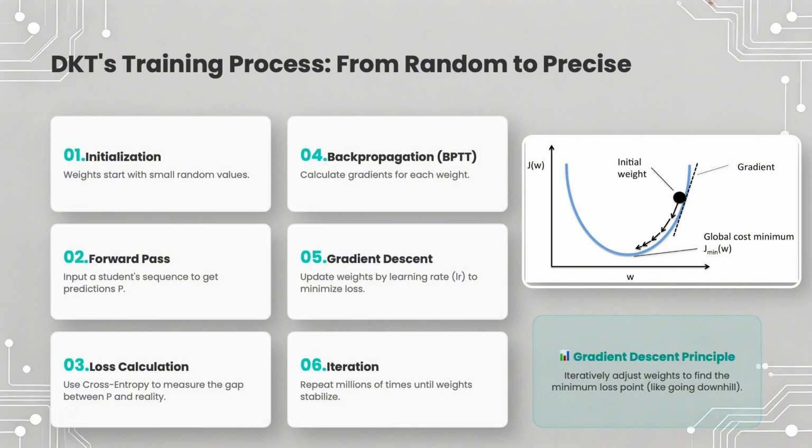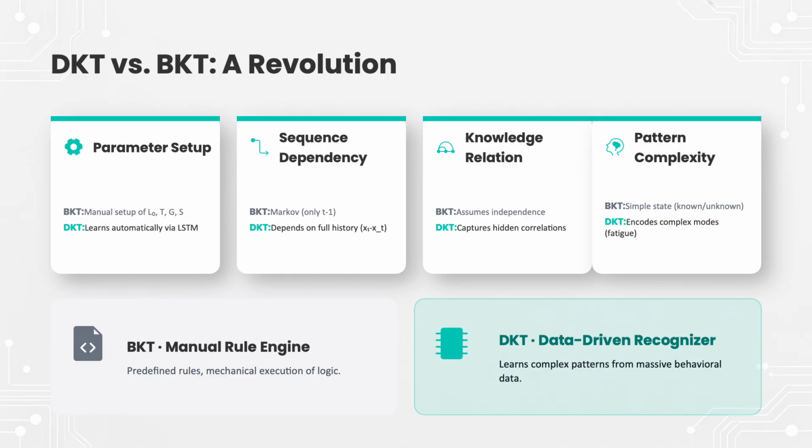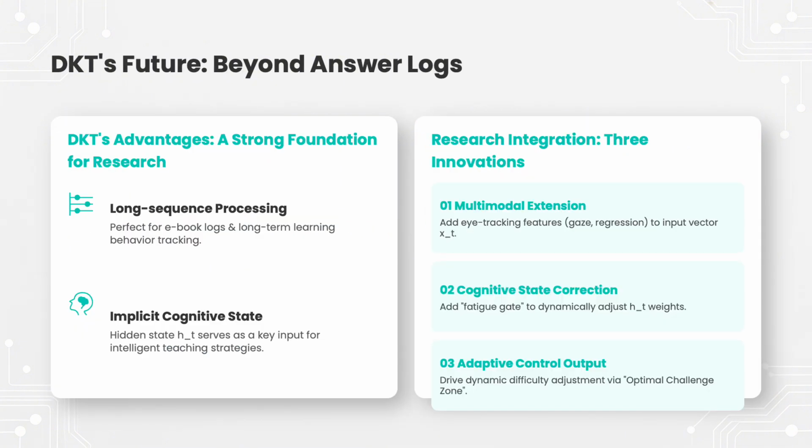To sum up, BKT is a manual rule engine with simple states and limited memory. DKT is a data-driven pattern recognizer that automatically learns complex patterns from the entire sequence of a student's behavior, capturing hidden relationships between skills and even accounting for factors like fatigue or knowledge transfer. The power of DKT opens up exciting new possibilities.